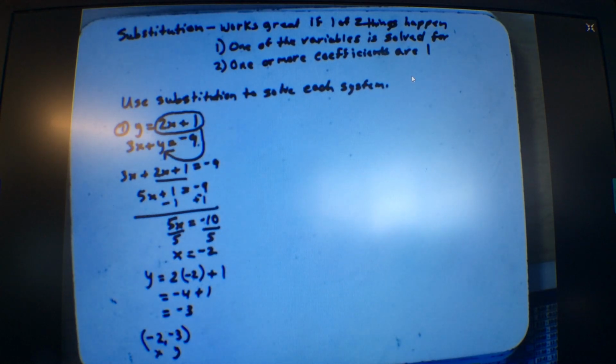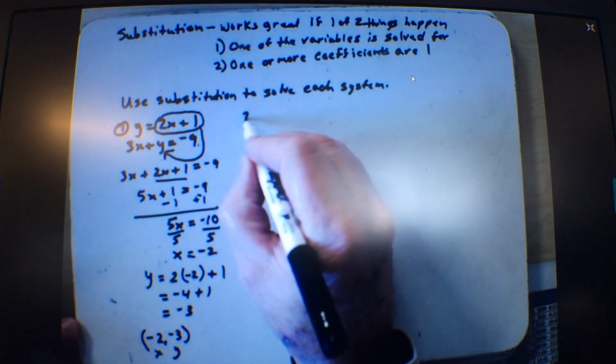Okay. It's easy to do. Are there any questions about this? All right. Let's take a look at a second example.